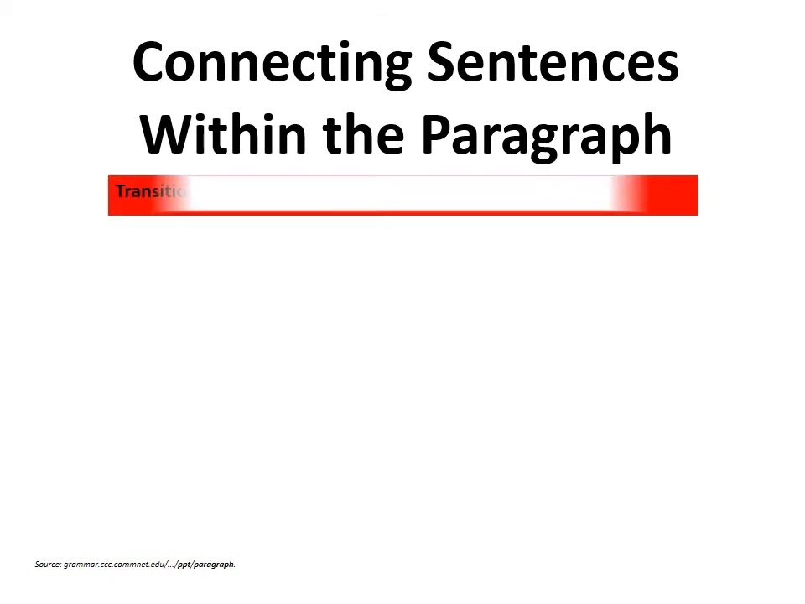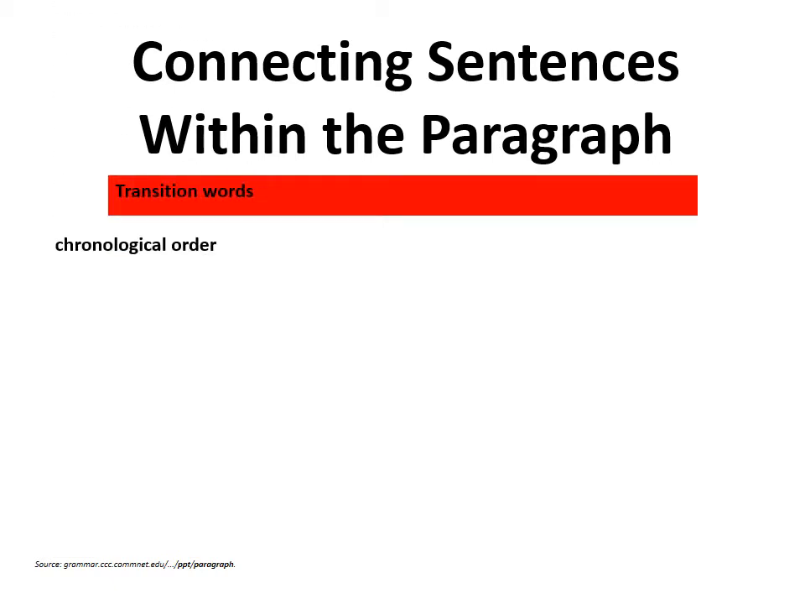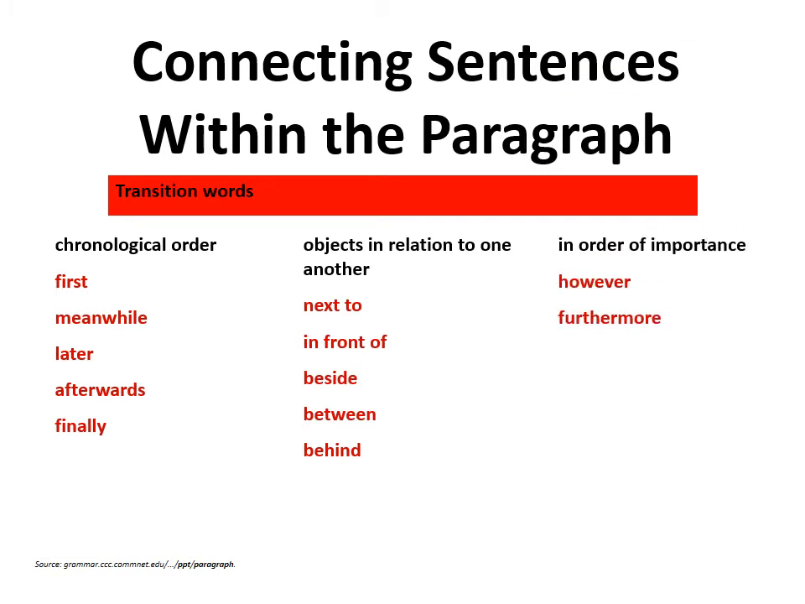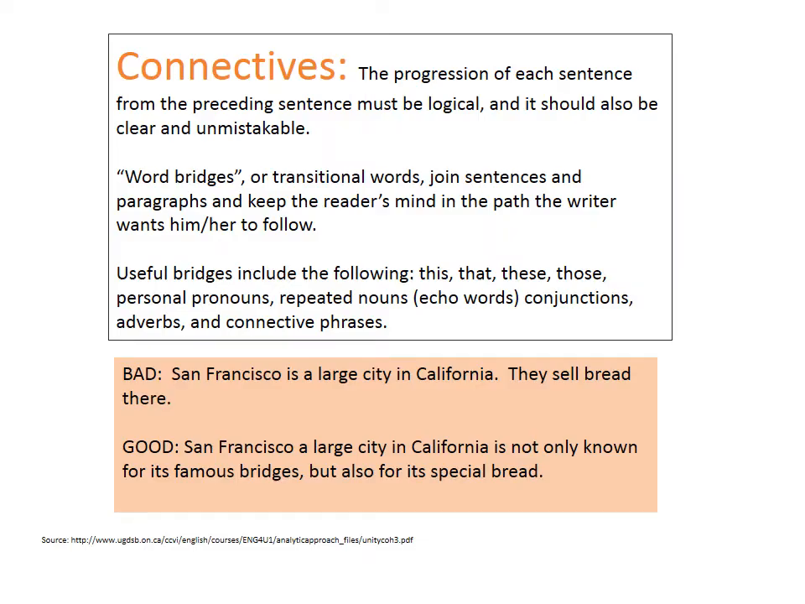Connecting sentences within the paragraph is also important. You're going to use transition words, such as those found under chronological order, or objects in relation to one another. This might be used for the description of a place, or in order of importance. This is the one that students use most often. So if I see this in your writing, you should be putting words in that exemplify that pattern of organization.